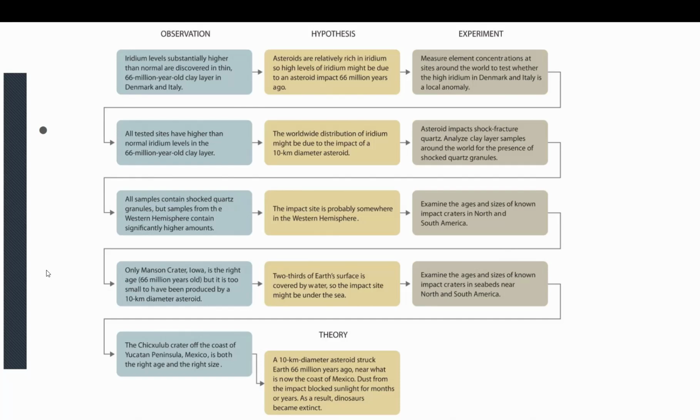So then they started looking at the ages and sizes of known impact craters in North and South America. And they found the Manson crater in Iowa was the right age, but it was too small to have been produced by a 10-kilometer diameter asteroid that would be needed to make worldwide dust. And we know that 2/3 of Earth's surface is covered by water, so the impact site might be under the sea. So they start looking some more, and they find that there are ages and sizes of known impact craters on seabeds near North and South America when they start looking at imaging.